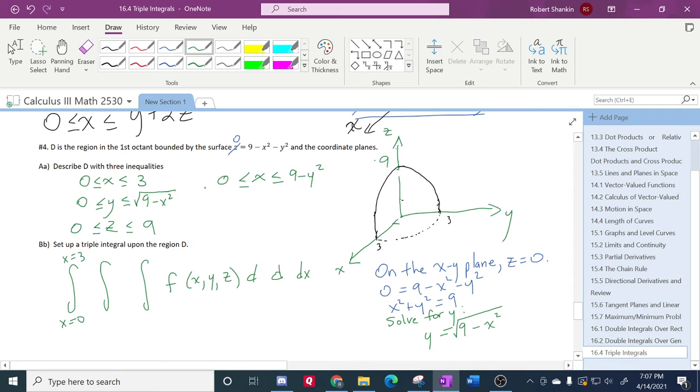Is it true that you could also do it the other way around, like have y be from 0 to 3 and then x? Yeah, okay. y could have gone from 0 to 3, and then the x would have gone here to here. That would have worked just fine too. Okay, and then does everybody agree that if these two are set, the z just goes from 0 to 9?